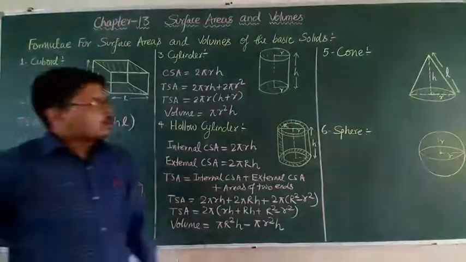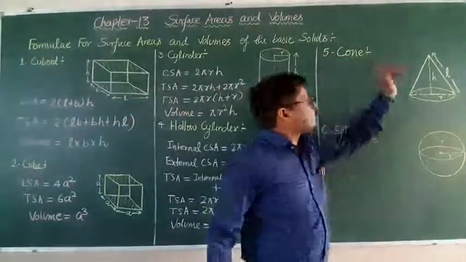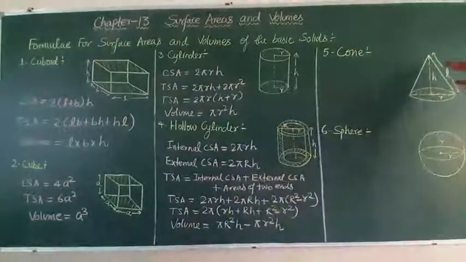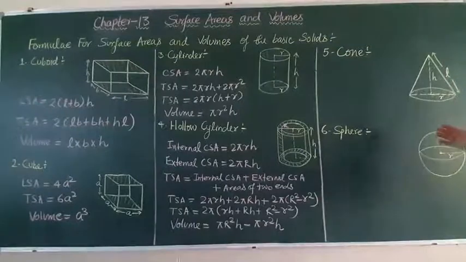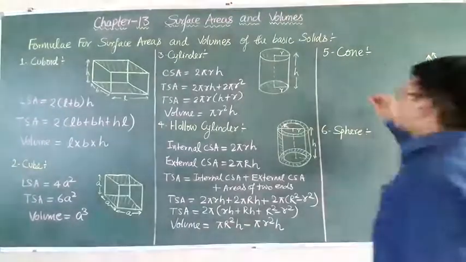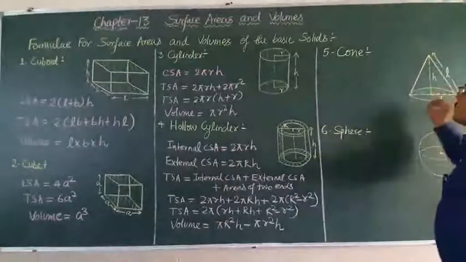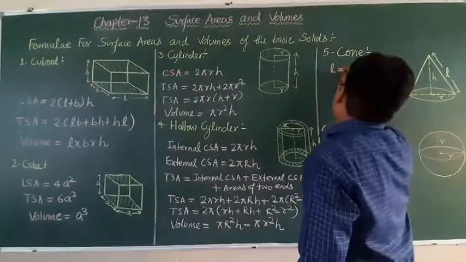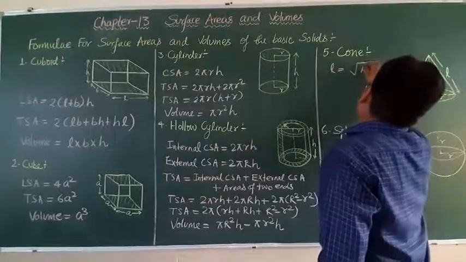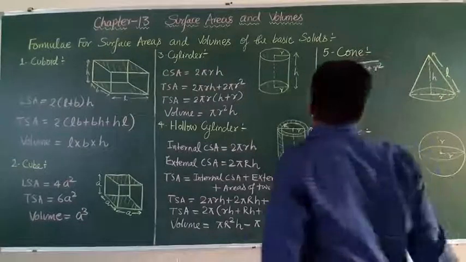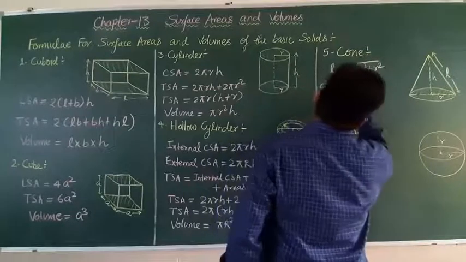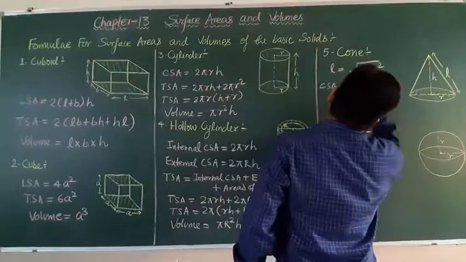Okay. Now students, fifth solid is what? Cone. You know, if the slant height of the cone is l, vertical height is h, and radius of the base is r, then you know students, by using the Pythagoras theorem, you say that slant height is equal to under root h square plus r square. Now students, CSA of cone, that is pi r l.